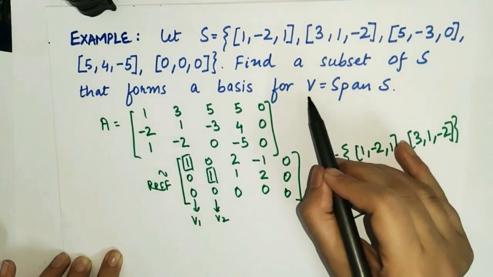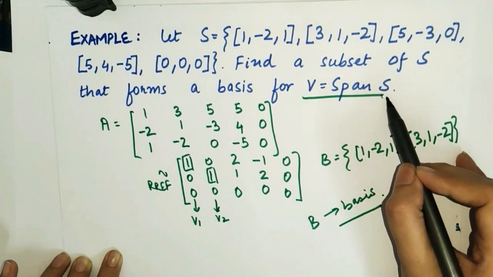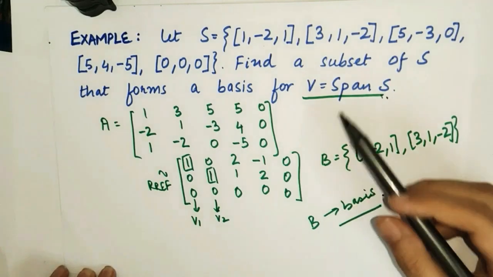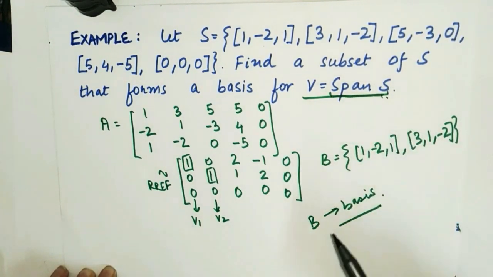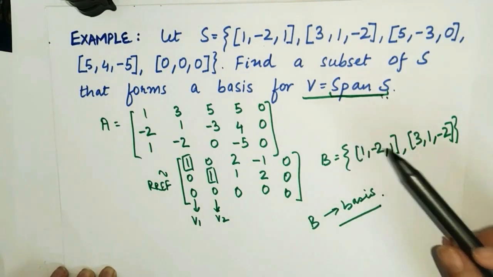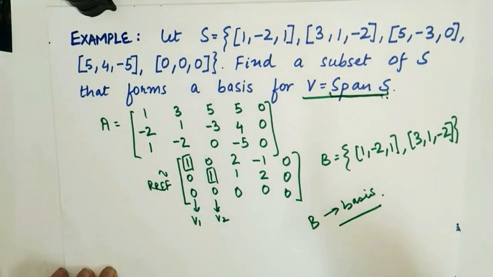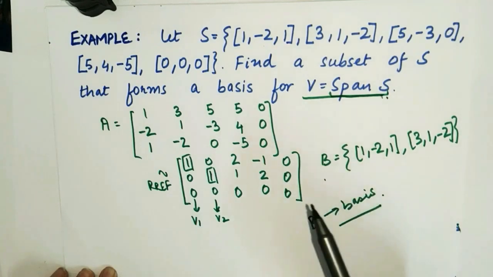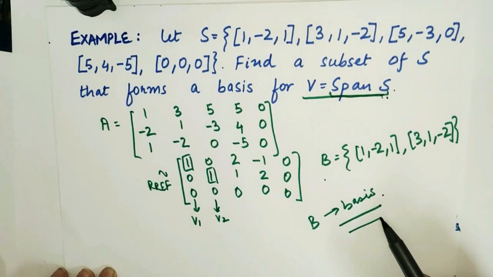Note that it is given that V is equal to span S. This is a condition that is required because I am not proving that B is spanning V. If this is not given, then I'll have to show that B spans V. So since it is given that V is spanned by S and I am only removing the redundant vectors, B, which is my maximal linearly independent subset of S, will come out to be the basis for V.